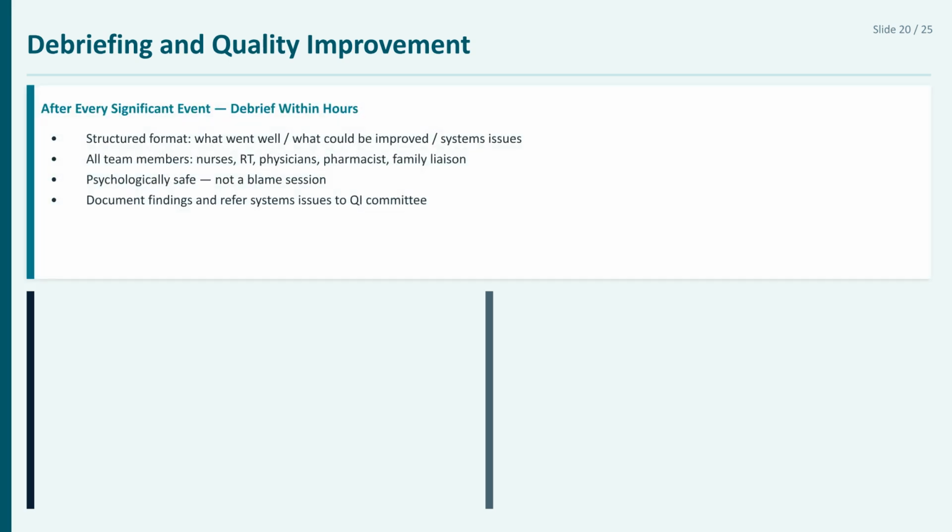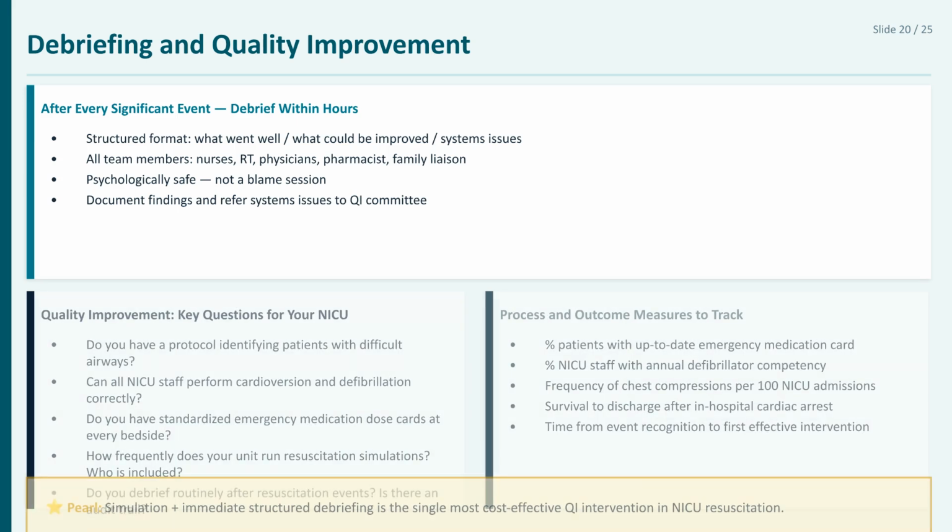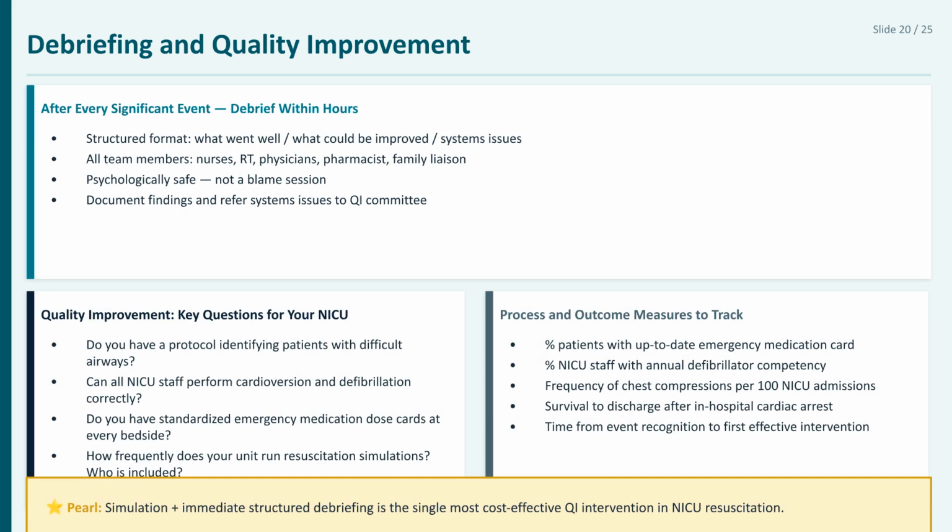Debriefing immediately after a significant event is vital for quality improvement. Use a structured format, include all team members, and ensure a psychologically safe session. Key quality metrics include staff competency, medication card availability, and survival to discharge. Simulation combined with structured debriefing is the most cost-effective QI intervention.